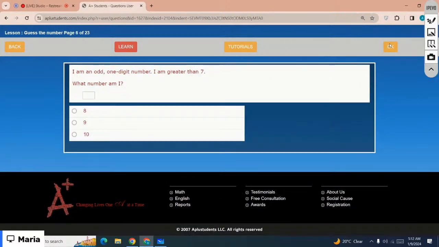I'm an odd one-digit number. I'm greater than 7. Which is the correct option?